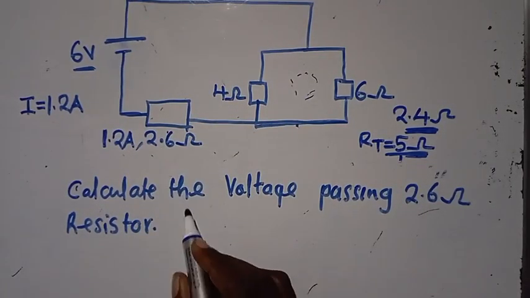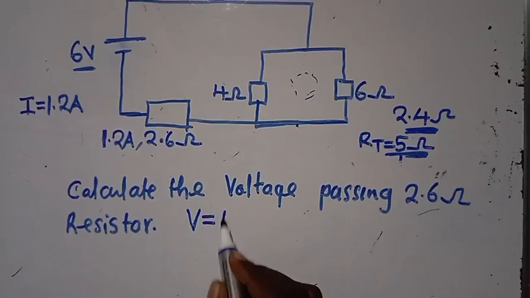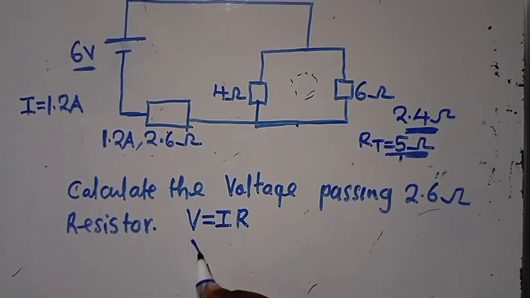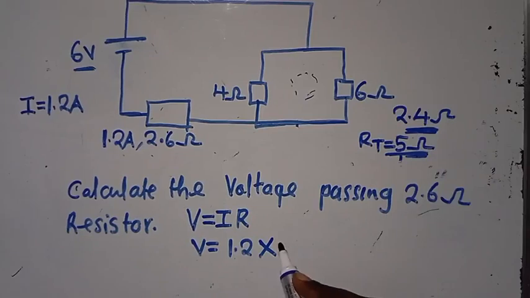Since we want to find voltage, we know that voltage is equal to current times resistance. Meaning that voltage is equal to current, which is 1.2, times what is our resistance? The resistance is what?